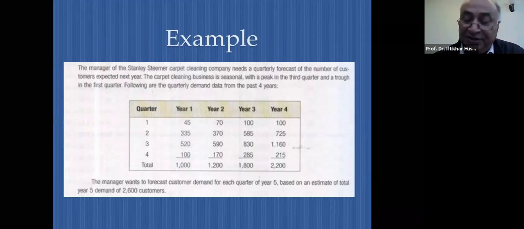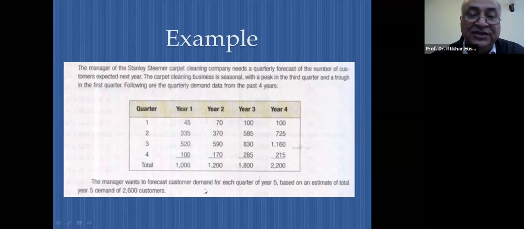Then we have some seasonal effects. So seasonal effects, I mean, if you remember that demand pattern, in a year there are 4 quarters, quarter 1, 2, 3, 4. There are 4 years data. Example is the manager of the Stainless Steamer carpet cleaning company needs a quarterly forecast of the number of customers expected next year. The carpet cleaning business is seasonal with a peak in the 3rd quarter and a trough in the 1st quarter. Following are the quarterly demand data from the past 4 years.